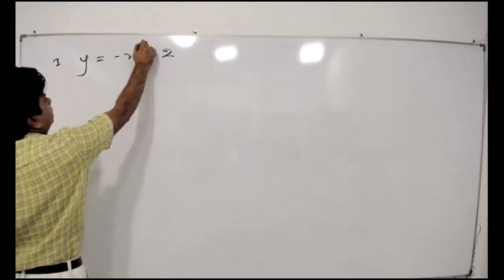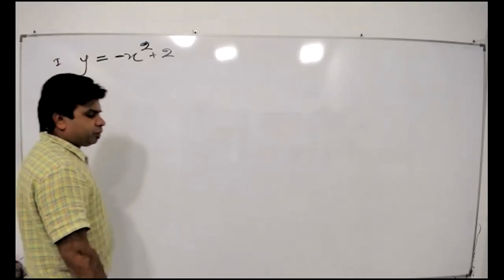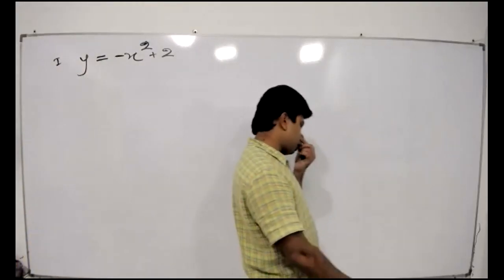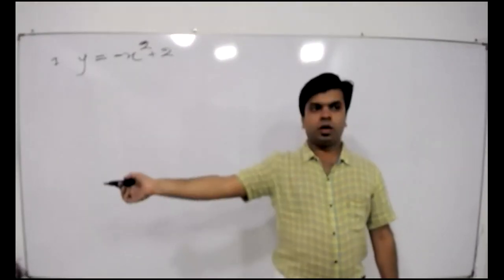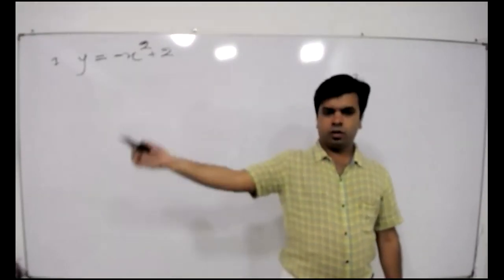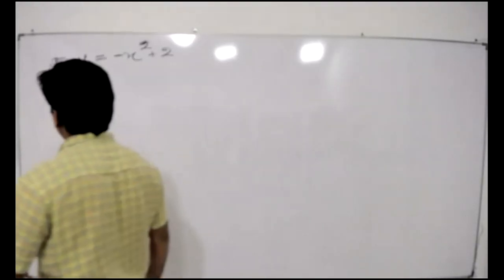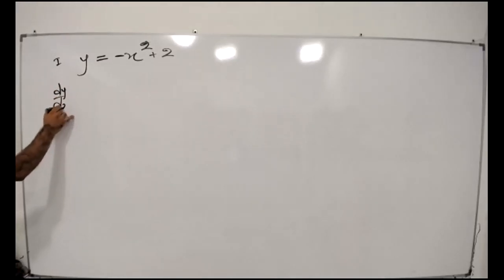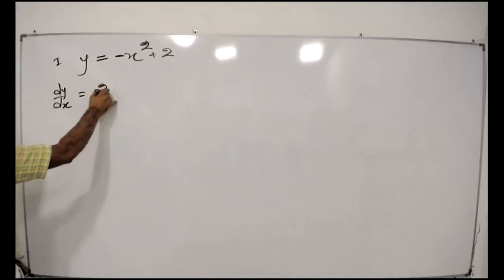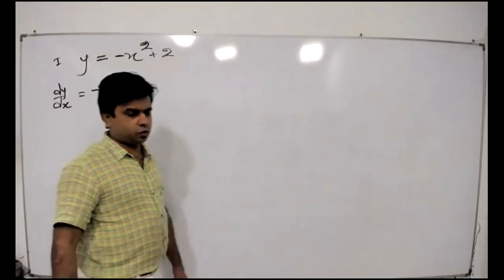y equals minus x squared plus 2. Can someone explain quickly what type of graph this is? You know that it's a maximum parabola. Then if you go for differentiation, dy by dx equals minus 2x.